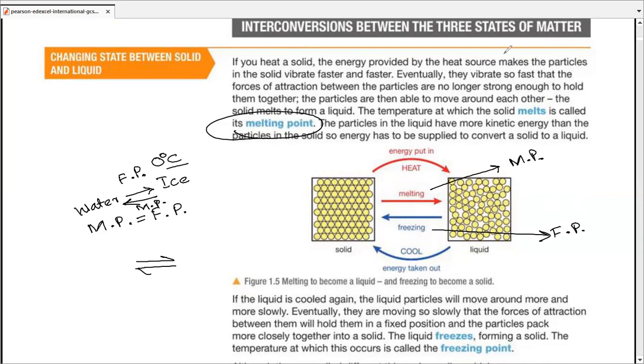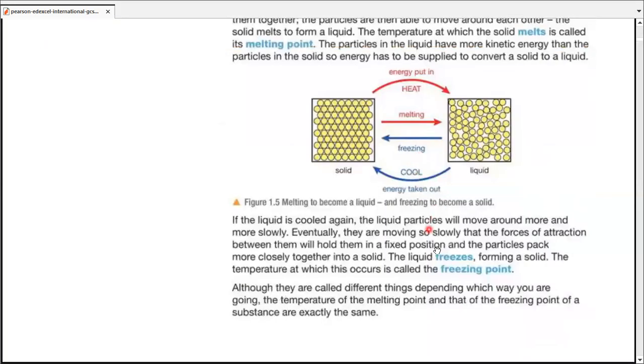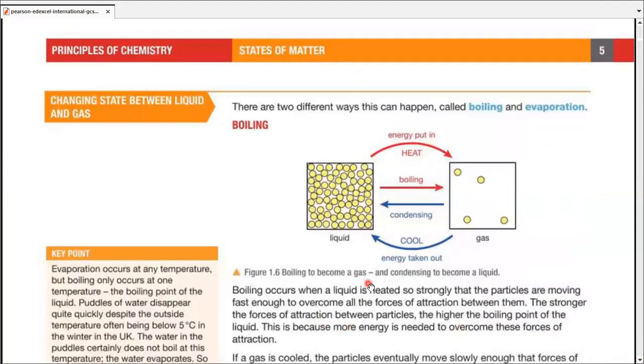All right. So for most of the substances, that is going to be the same. However, there can be substances which may have a different melting and freezing point. A good example would be agar-agar solution. All right. Okay, moving on.